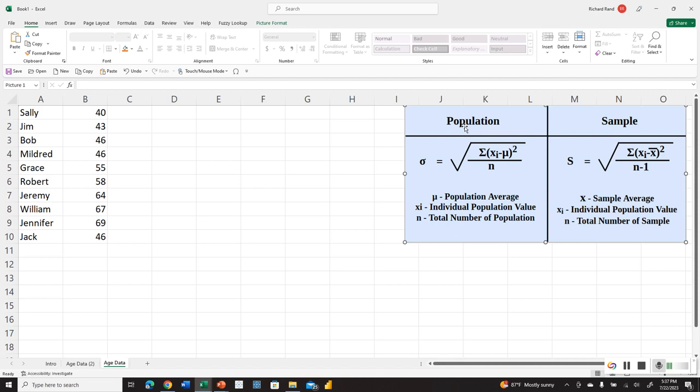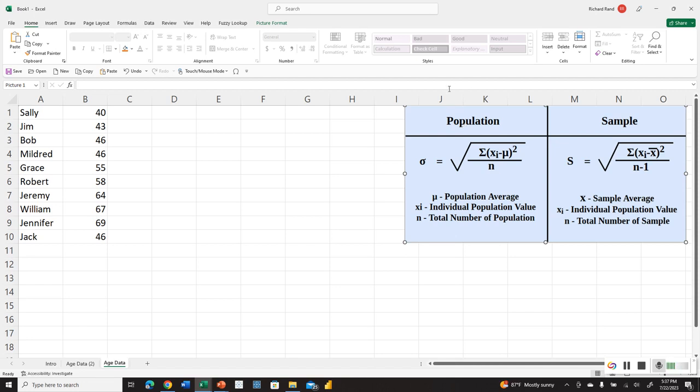Well, a good question to ask yourself is, could I possibly add to this data set? Are there measurements out there? Are there ages of people out there that are not in this data set? And the answer is yes. In that case, this would be a sample of the potential population. And so I would probably want to use the version of the standard deviation formula that utilizes the sample formula, the one to the right, as opposed to the population formula.